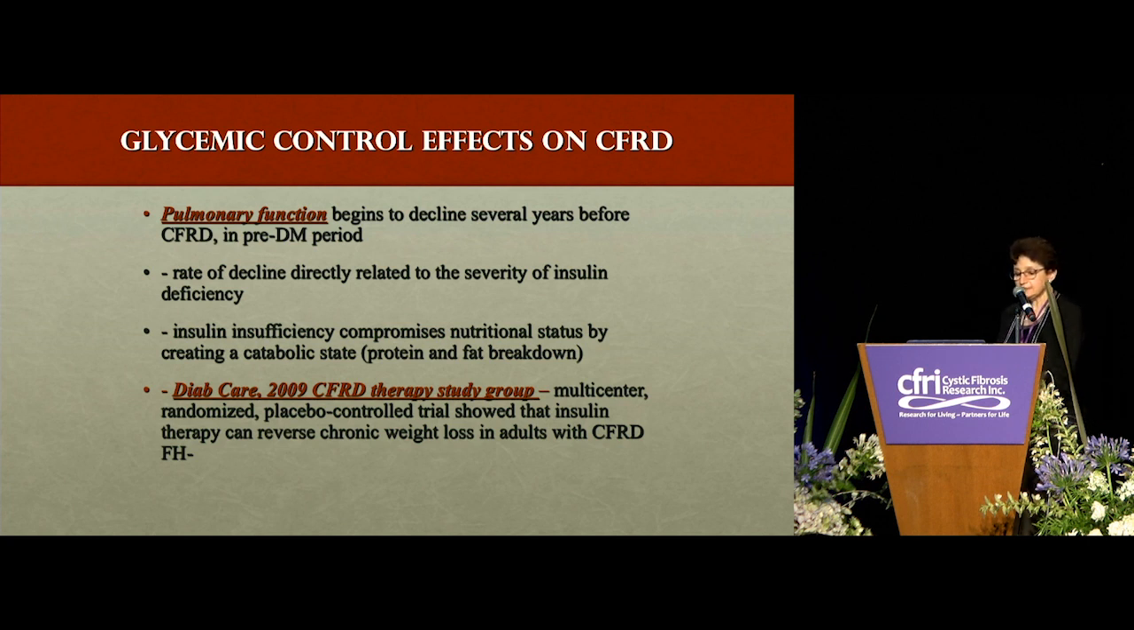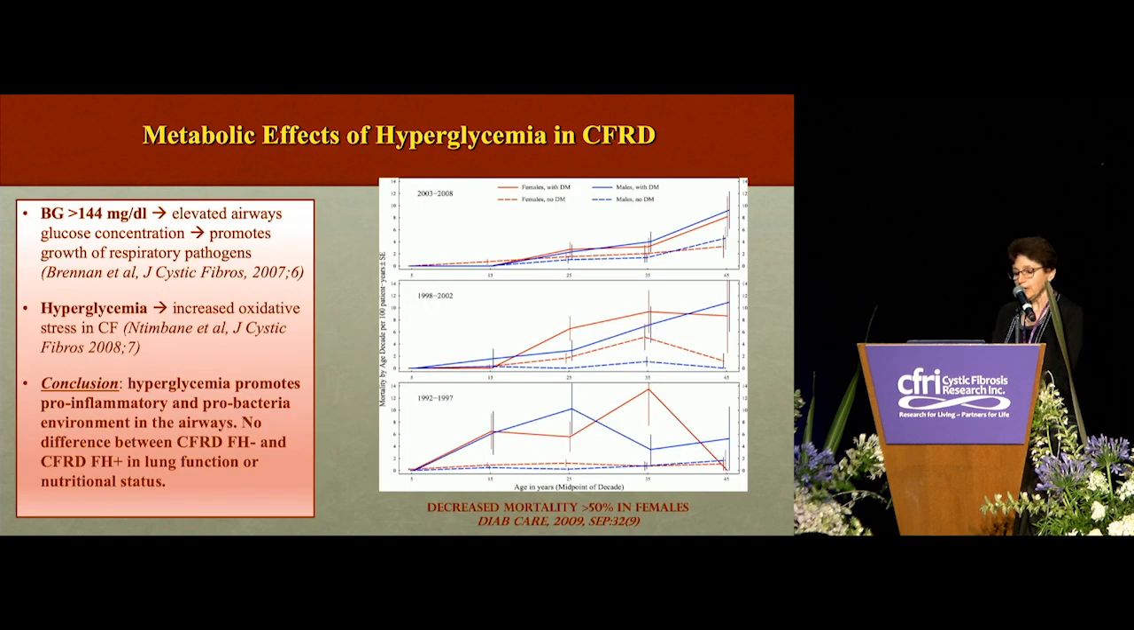The study in Diabetes Care in 2009 was a multi-center randomized placebo-controlled trial that showed that insulin therapy, if initiated early, can reverse weight loss and nutritional deficits in cystic fibrosis-related diabetes, both in those who have fasting hyperglycemia and in those with normal fasting glycemia, so normal fasting blood sugars or elevated fasting blood sugars.